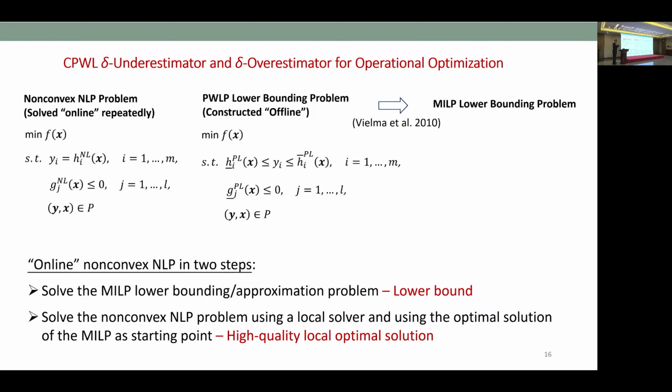And then you solve the original problem using a local solver like CONOPT or IPOPT, using the solution from the MILP problem. As I said, this problem, on the one hand, is a lower bounding problem. On the other hand, it's a good approximation of the original problem. So then we will have a good local solution. If delta is small, then most of the time the local solution is global. It's globally optimal.